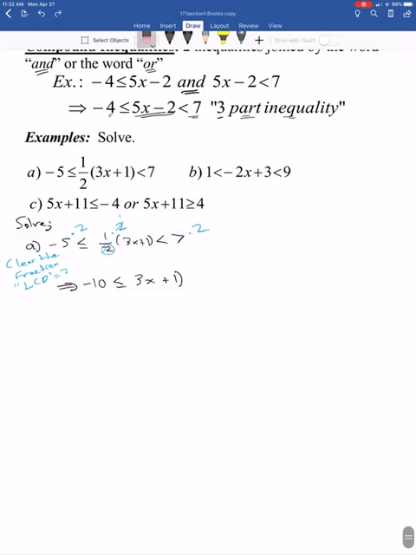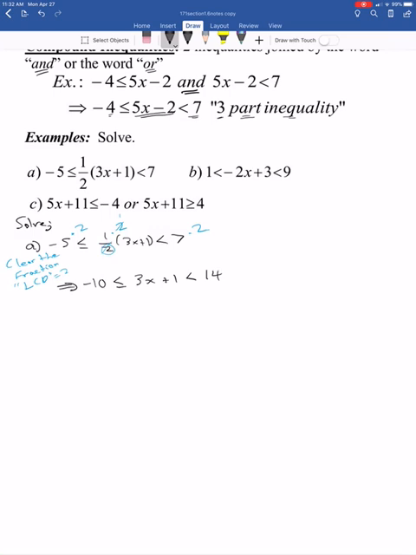Because we've gotten rid of what? We've gotten rid of the fraction. So we've gotten rid of the 1/2 by multiplying by 2. And then we got on the right side of this three-part inequality a 7 times 2, which is 14. So that cleared out the fraction, multiplying by the LCD.